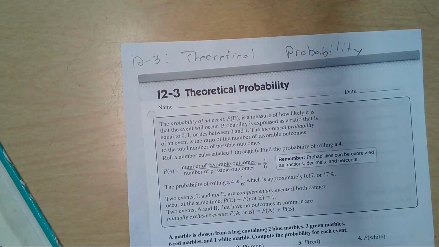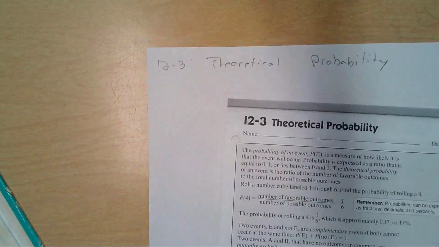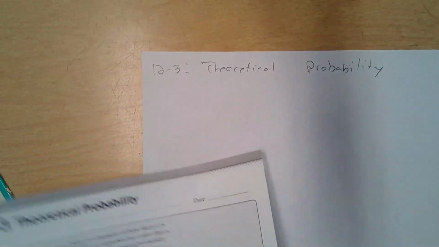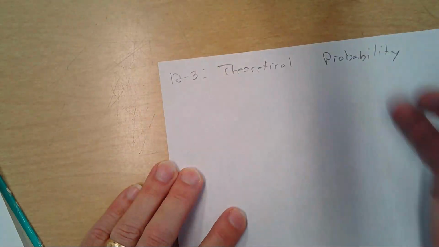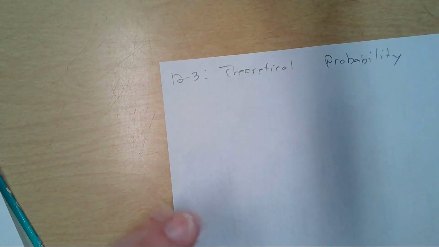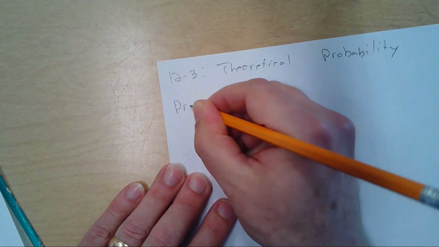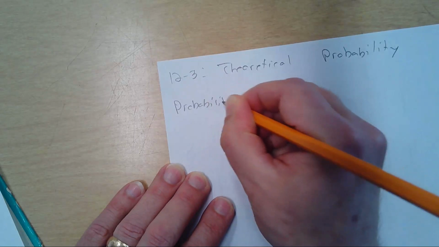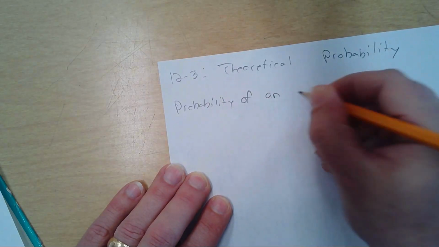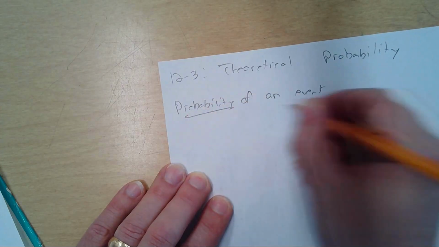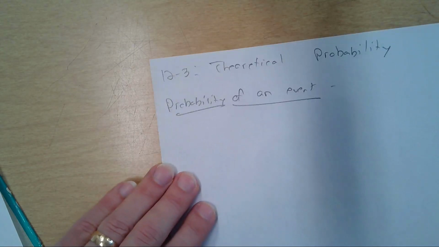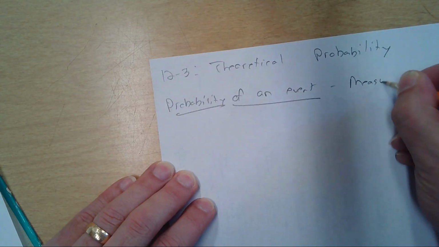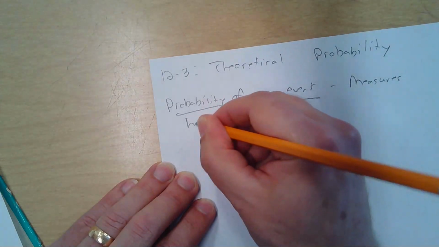So, let's do our vocab here. When you're dealing with any sort of probability, what you care about is the probability of an event. What does that look like? It measures how likely the event is to occur.